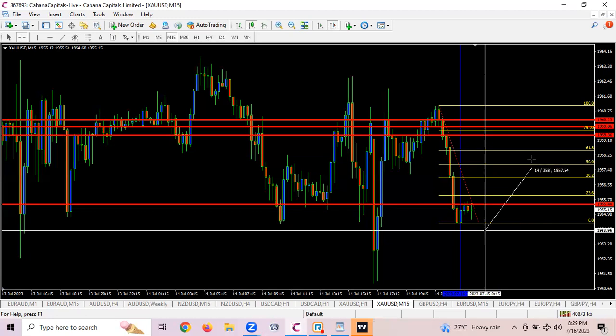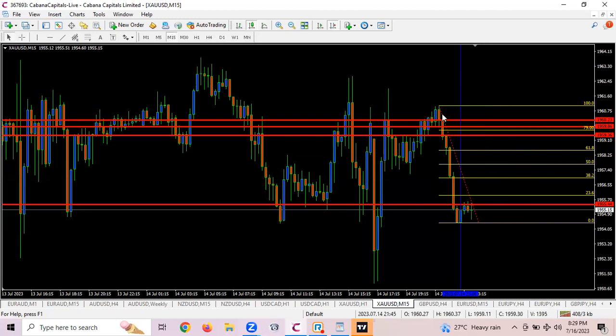Then if price pulls back into this level, I will take another trade, then reduce my risk on this first trade. That's how I trade. I hope that is clear. So let's look at GBP.